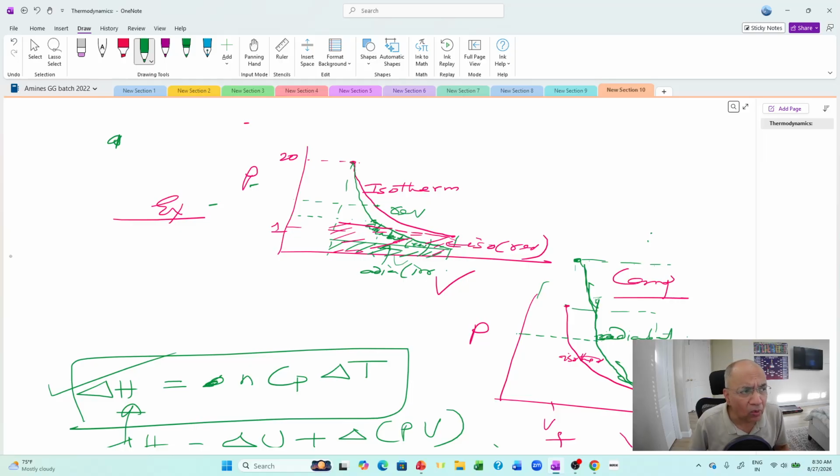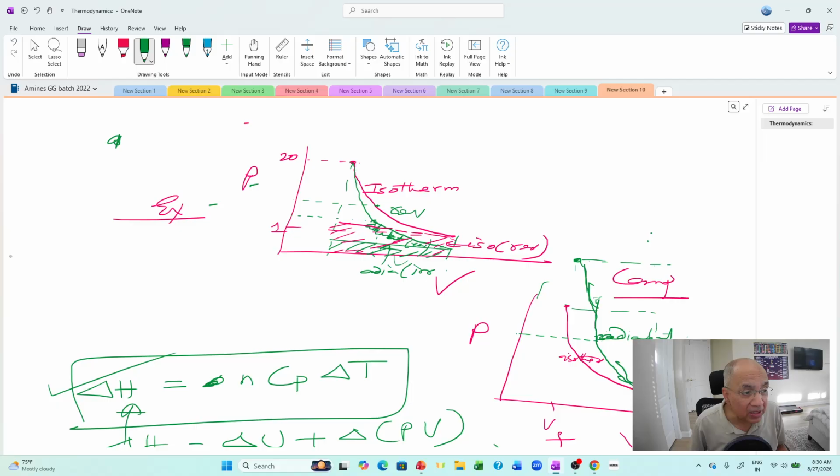Why does it run below? Because there is a temperature change. At a fixed pressure, the volume for the isotherm is more, but the volume of the adiabat is less. For every fixed pressure, the volume of the isotherm is more and the volume of the adiabat will be less. Why? Because there is a temperature drop. According to Charles' law, if pressure remains constant, volume is directly proportional to temperature.